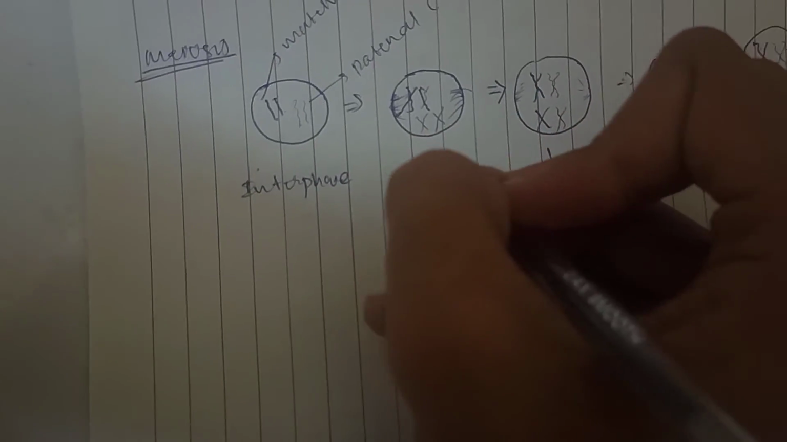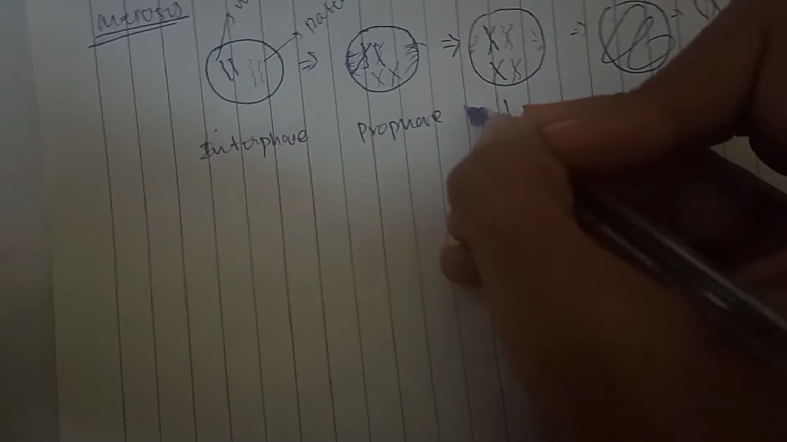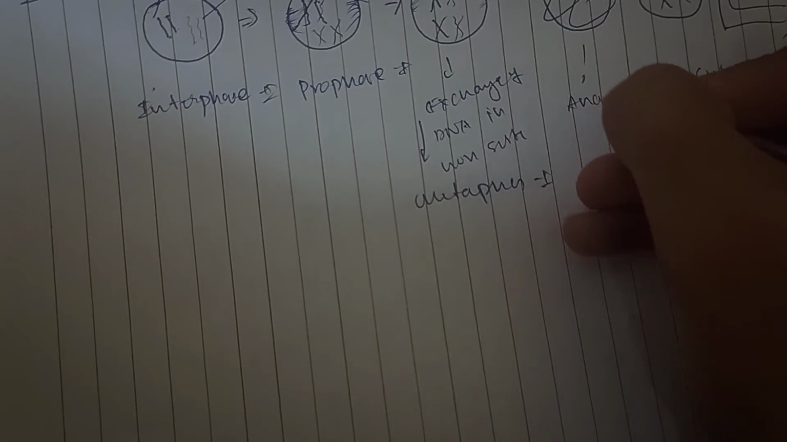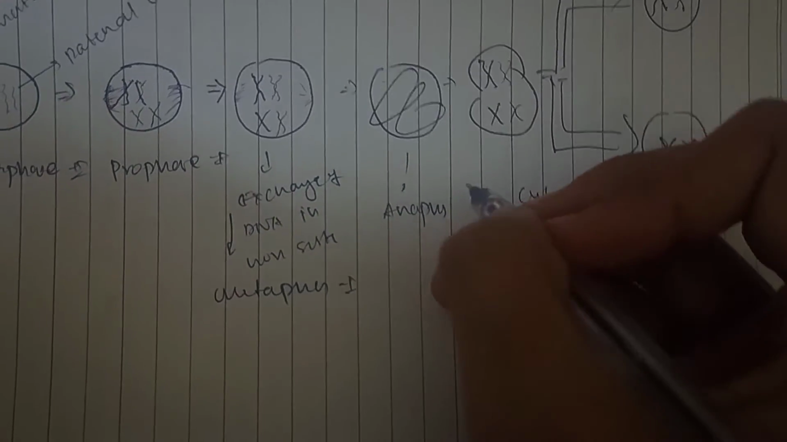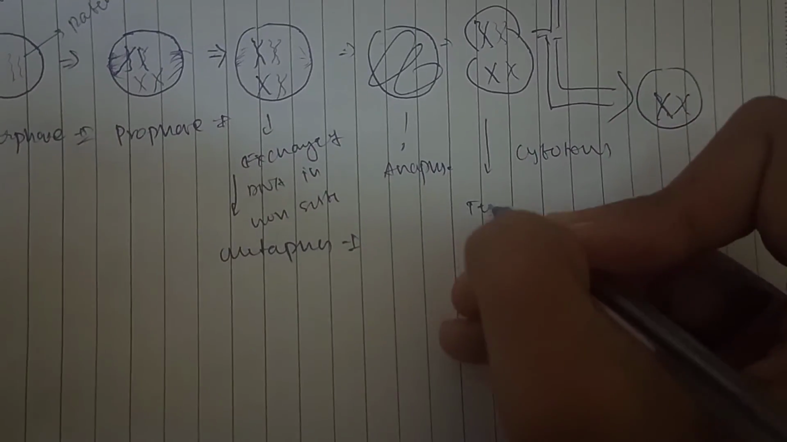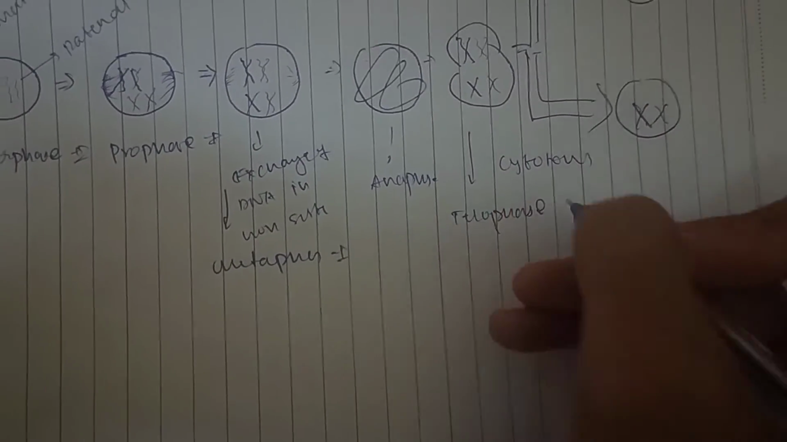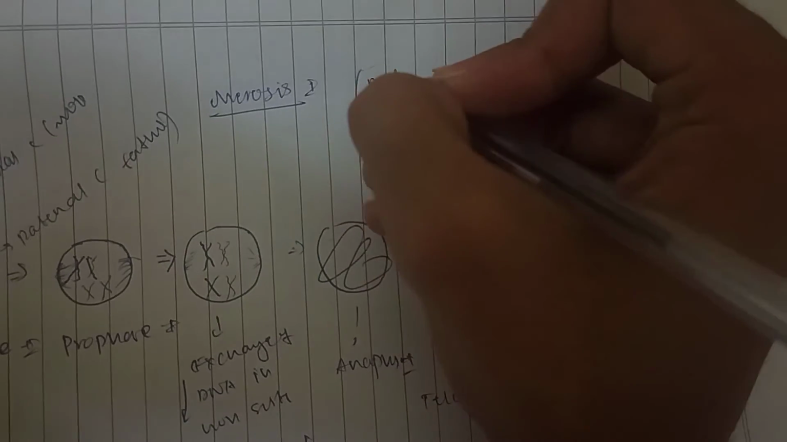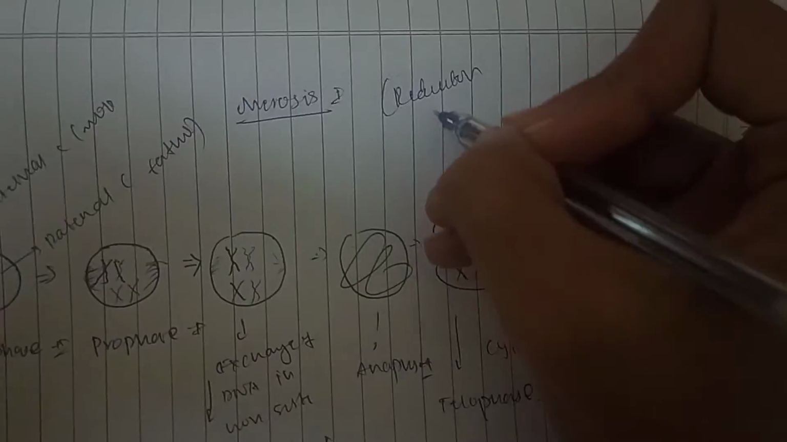It's interphase, it's prophase, it's metaphase, it's anaphase, it's telophase. Okay, first it's telophase 1. So meiosis 1 is the reduction of chromosomes. The chromosome number will be reduced.